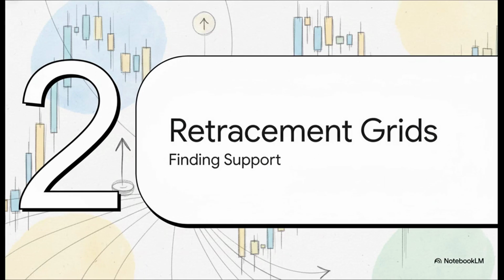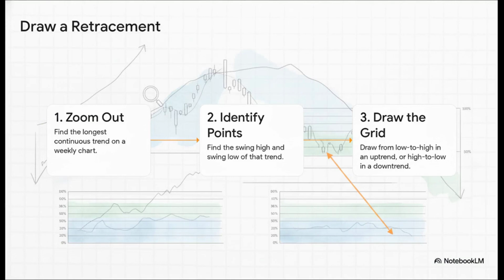All right, so we've got the numbers. Now what? How do we actually put them to work? Let's get practical and look at the first major tool. This one helps us answer a question every trader asks. When a stock is pulling back, how in the world do you know where it might finally stop and turn around? It's actually a pretty simple 3-step process to draw what's called a retracement grid.